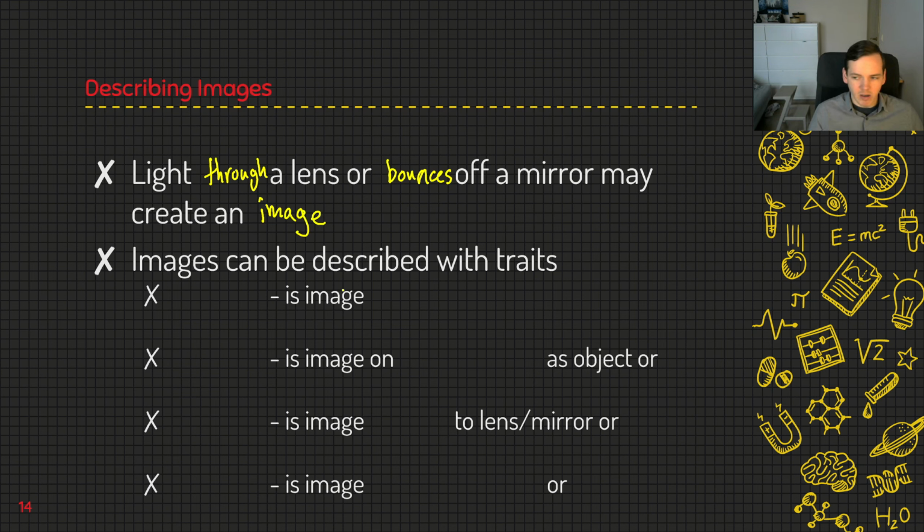And then depending on a bunch of details of where the object is, where the mirror is, where the lens is, what kind of lens, various other things, the images will look different. And so as a result, we want to describe those images and talk about how they compare to the object. So first trait that we'll talk about is magnification.